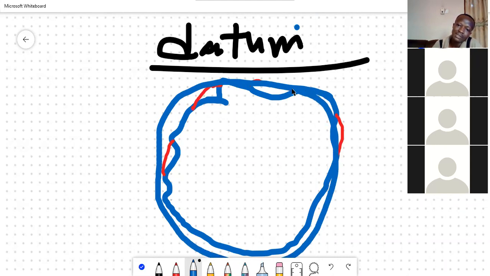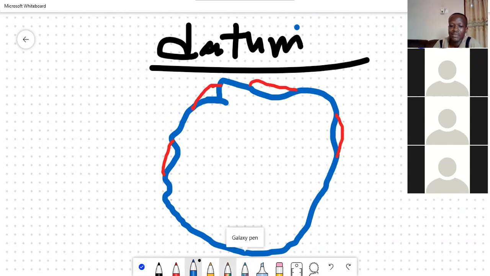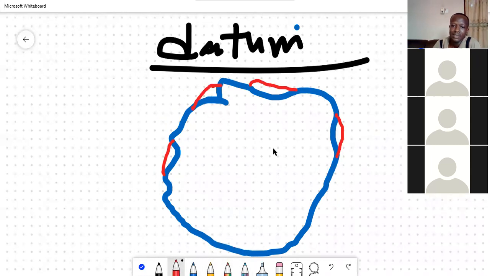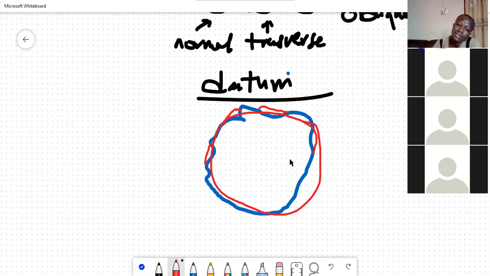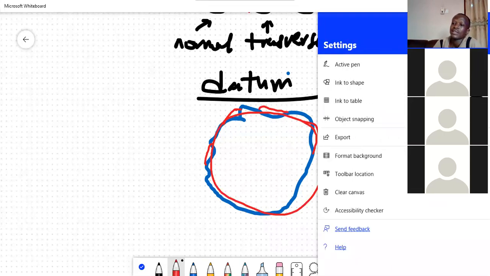Should I use a different color? Okay. Let me try again and see. So let's assume I want to fit around. Okay, I thought this one would draw a shape for me, but it's not working. Okay, that's fine.